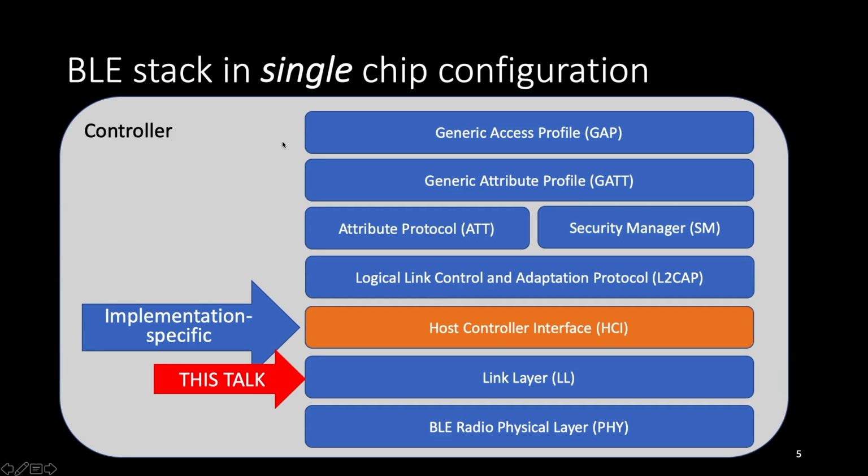For the single chip configuration, all of these protocols are located on the BLE controller. But for this configuration, the specification does not define how HCI should be implemented, so it is up to the implementer. They can use a memory queue, or they can choose not to have an explicit HCI layer. But in this talk, I will focus on the link layer.